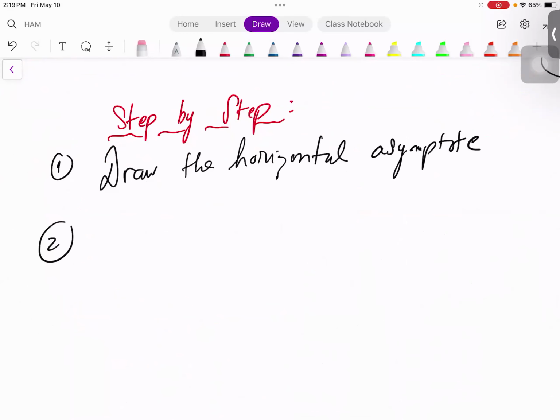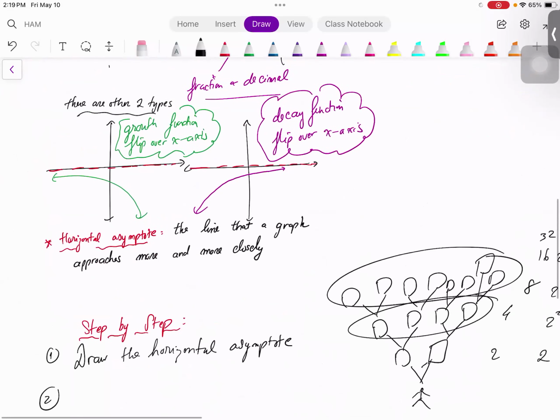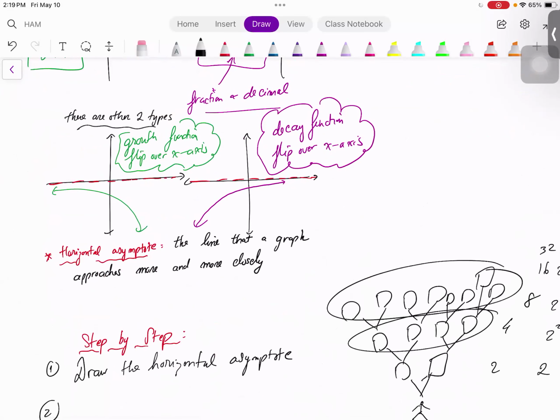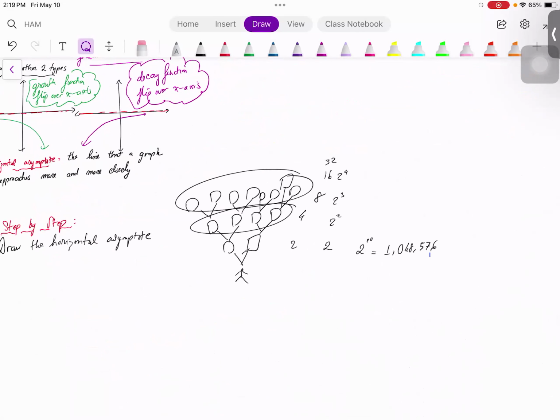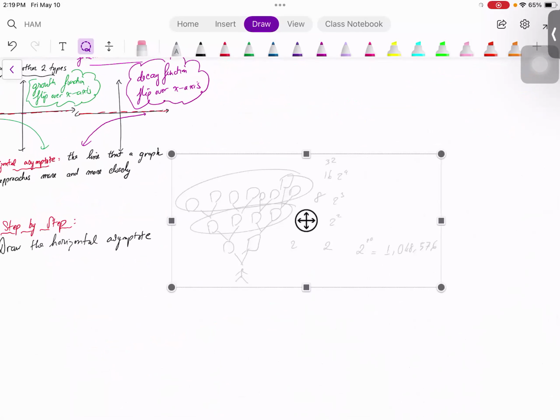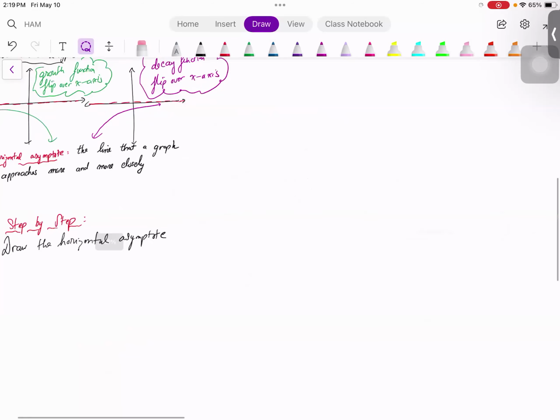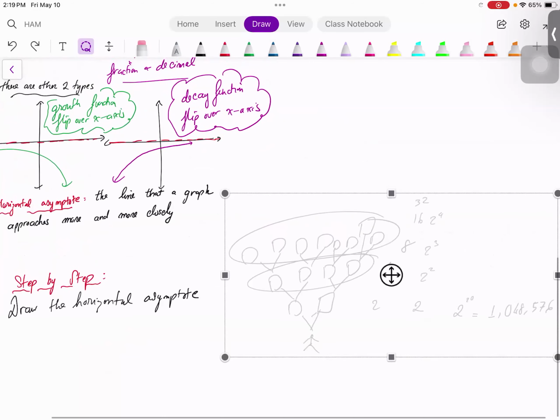Draw the HA. Do you know what the HA is now? It's a line that the graph approaches more and more closely, like this line right here. I think that's a good example. Just keep it there.